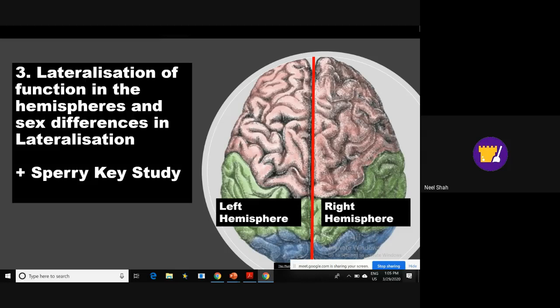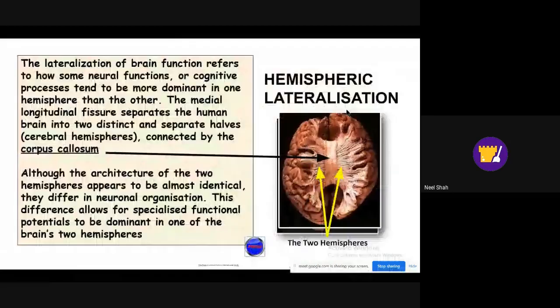Sperry study as well. So as you can see here, the brain has two different hemispheres. You have a left hemisphere and you have a right hemisphere. And we're going to talk about what the difference is between both, and how researchers use this information in psychology. So what we mean by lateralization, and you're going to hear this word a lot, is how some cognitive processes are more dominant in one hemisphere than the other.